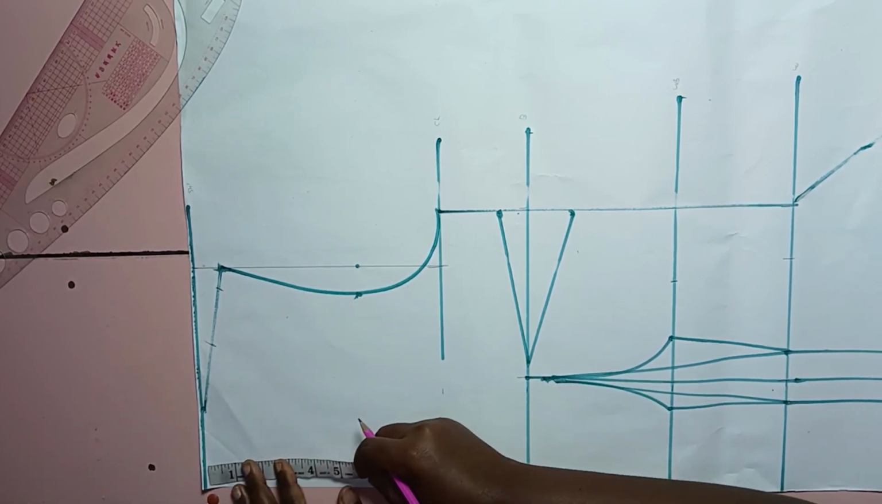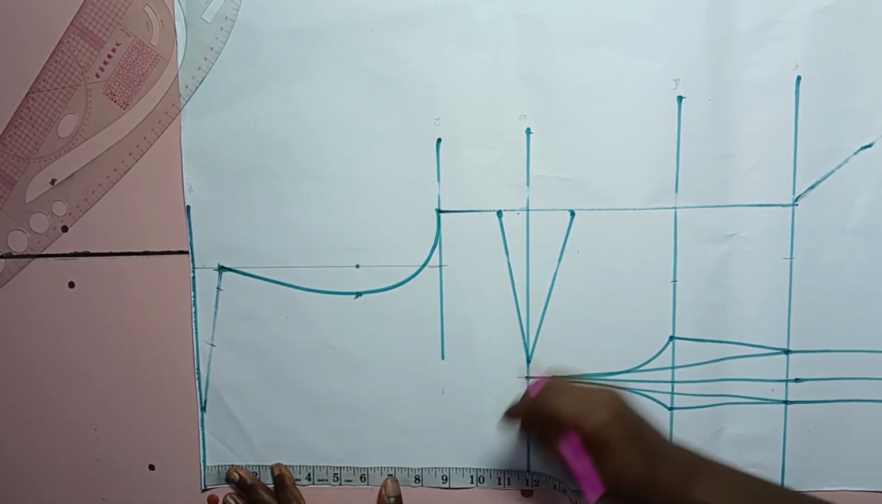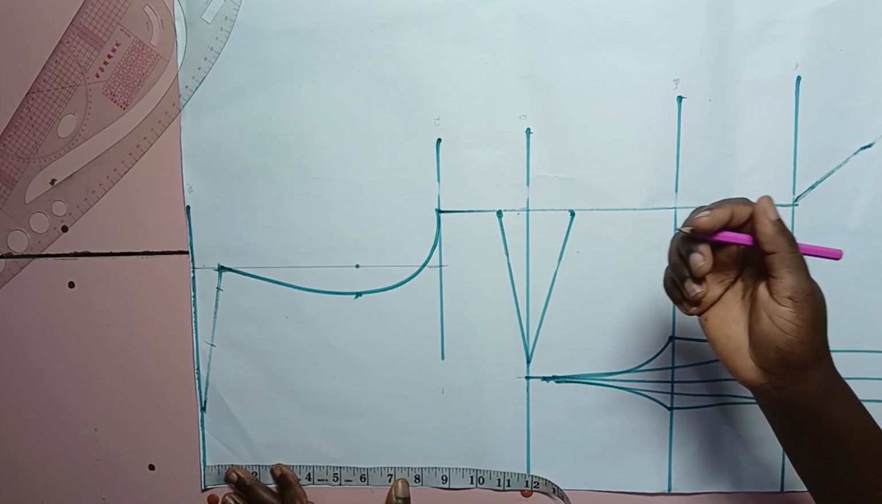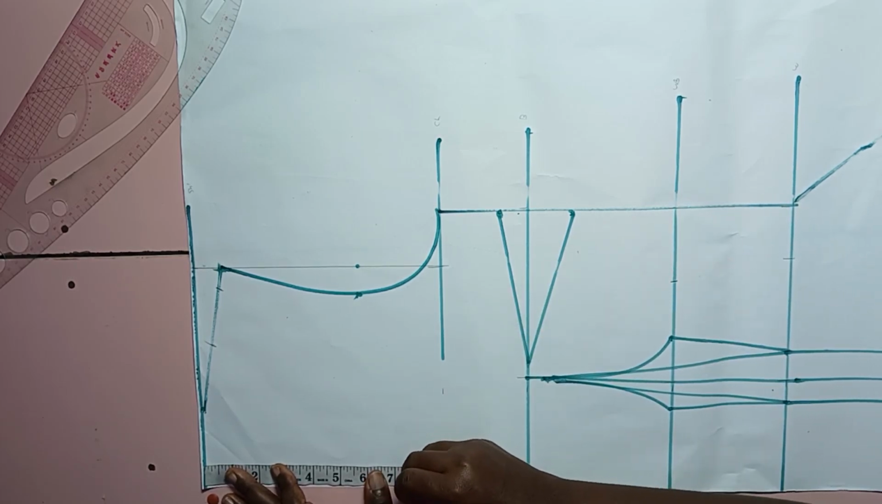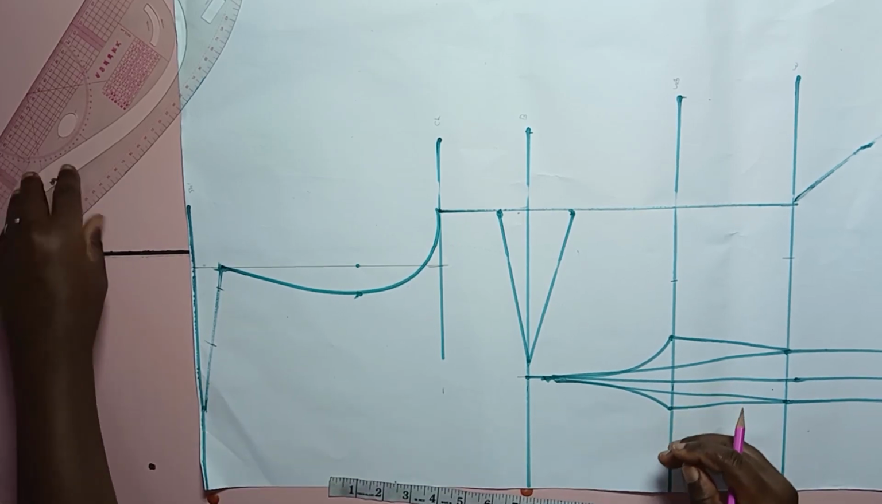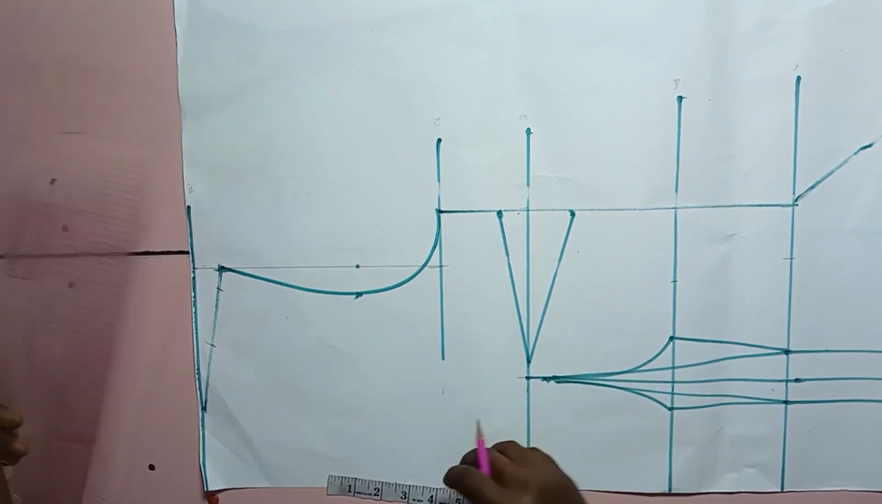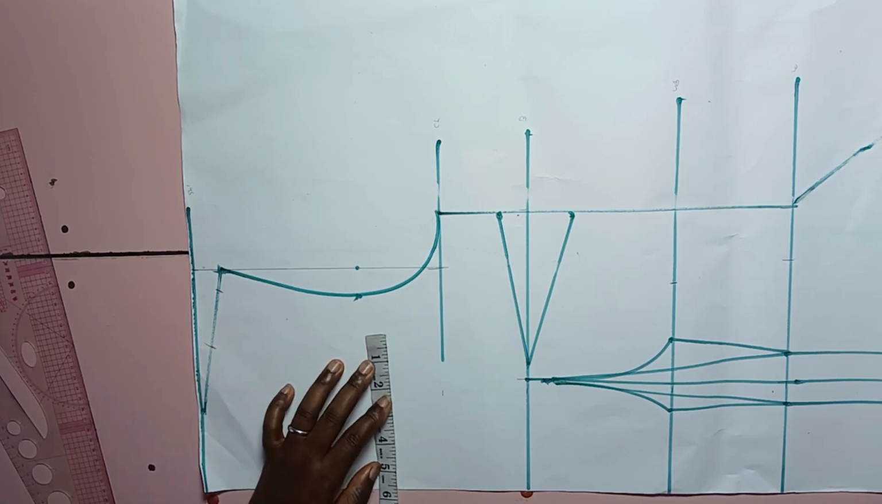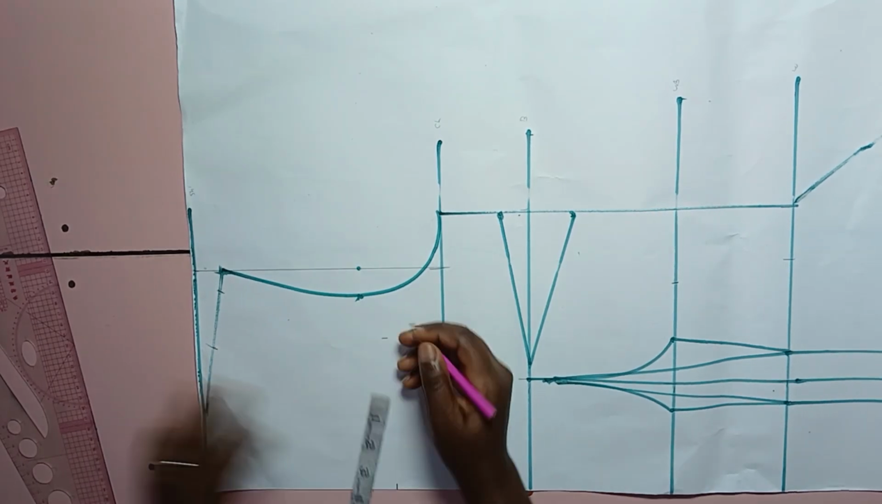So for the neck depth now, I will step down by 7 inches for the neck depth. I'll be using 7 inches for the neck depth, so I'll connect it. This 5.5 here, I'll also mark it on the neck depth here to have a straight neckline. So I'll have this.